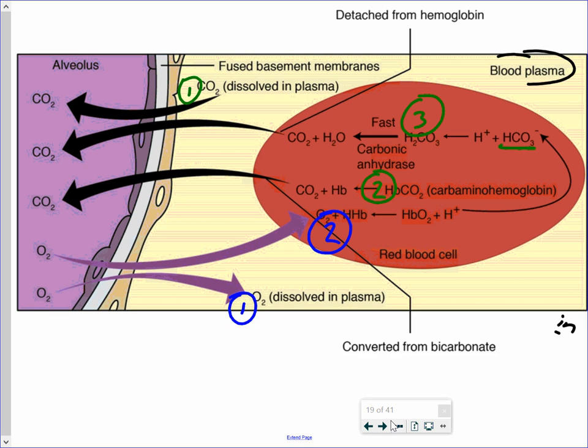So all of this is gas exchange that is taking place at the interface between the lungs, the alveoli, and the blood, and this is referred to as external respiration.